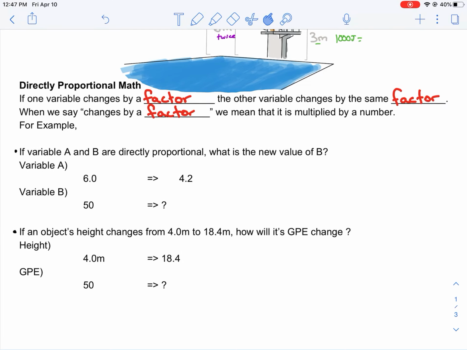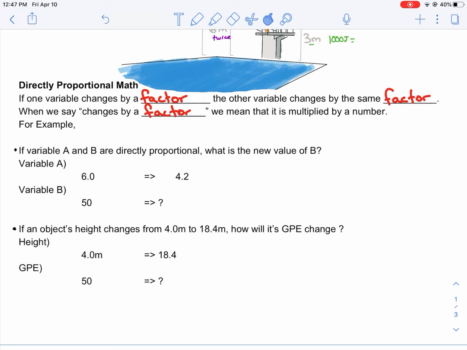So let's talk a little bit about the directly proportional relationship, just so we have a deeper understanding and we can do a little bit more with that. So directly proportional, if one variable changes by a factor, the other variable changes by that same factor. And when we say changes by a factor, we mean that it is multiplied by a number. For example, if variable a and b are directly proportional, what's the new value of b?